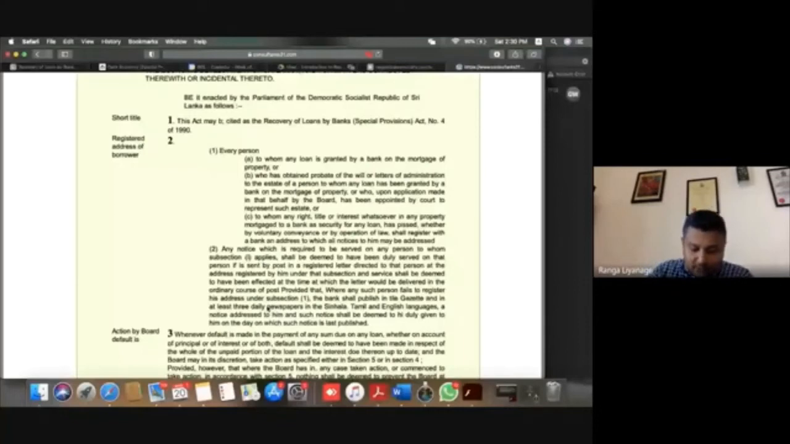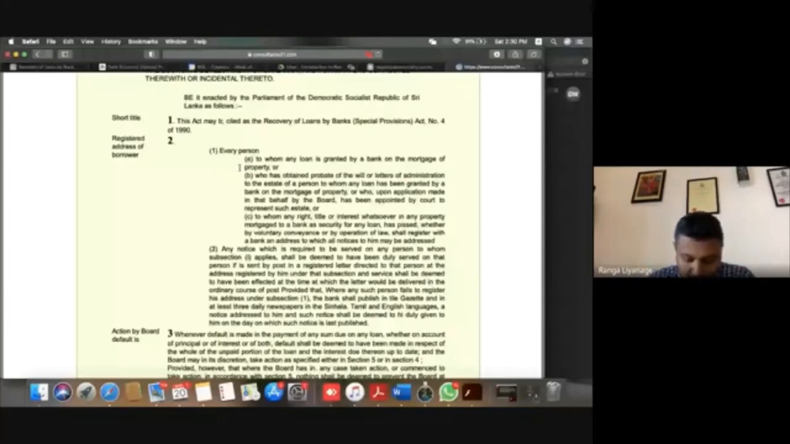Any notice which is required to be served on any person to whom this subsection applies shall be deemed to have been duly served on that person if it is sent by posting a registered letter. Remember something similar to the debt recovery. So whatever the law deems, whatever notice has to be sent to that particular person, as mentioned in subsection 1, will be deemed to be served if it is registered posted to the given address, right? Right.